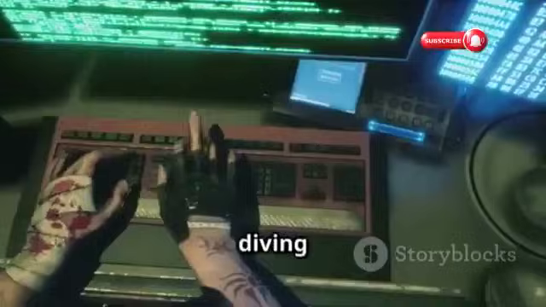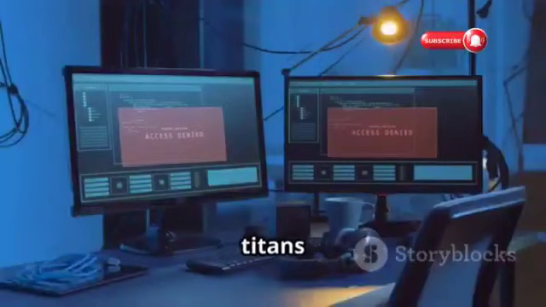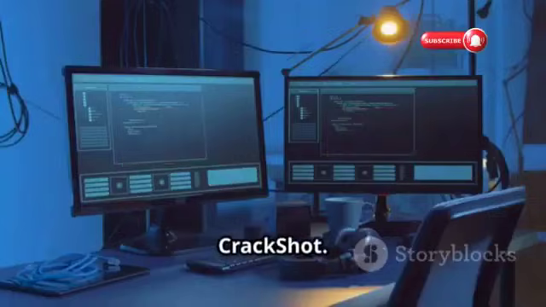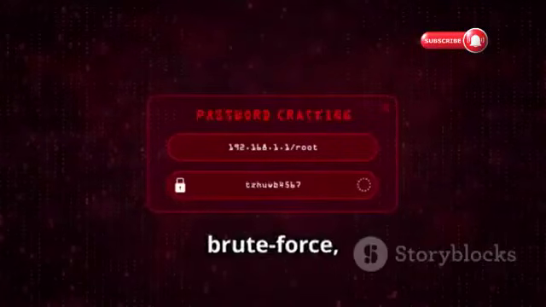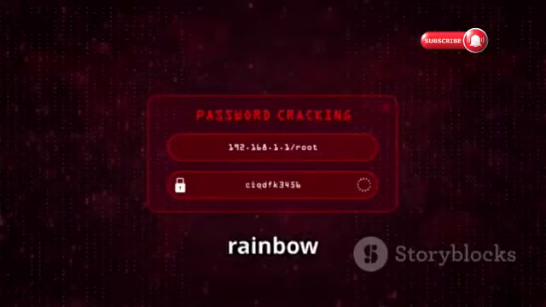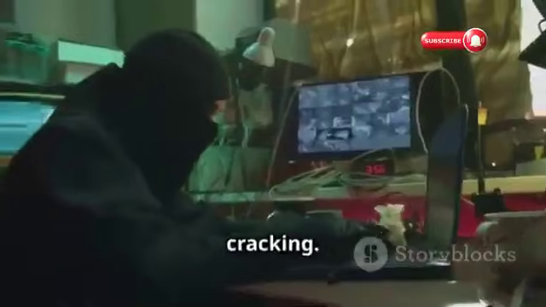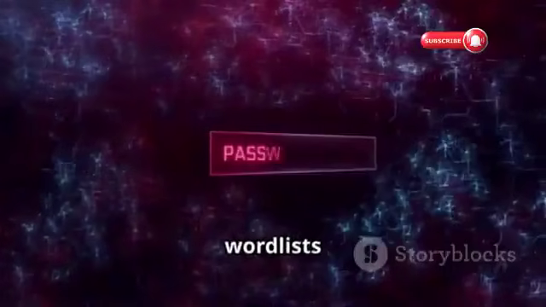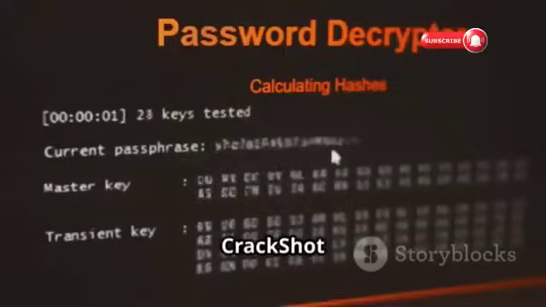For number 7, we're diving into the world of password cracking with a head-to-head comparison of two titans, Hydra and CrackShot. Hydra is known for its speed and versatility. It uses brute force, dictionary attacks, and rainbow tables. CrackShot leverages GPU power for faster cracking. It generates custom word lists from online data. Choose Hydra for versatility or CrackShot for cutting-edge tech.